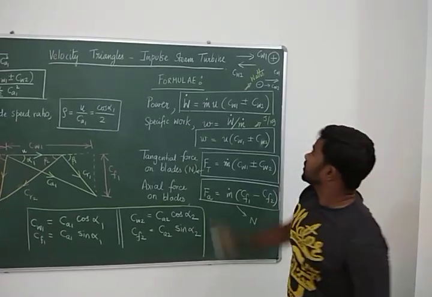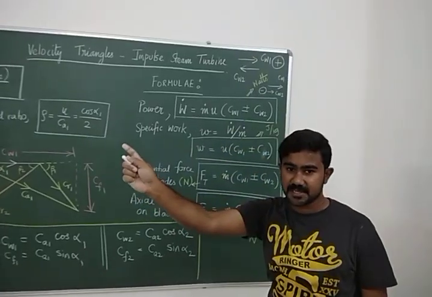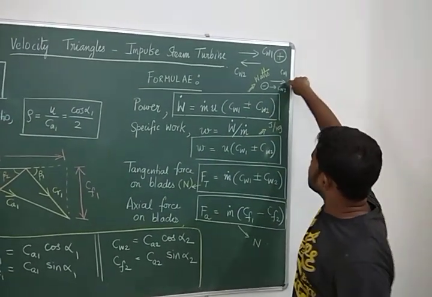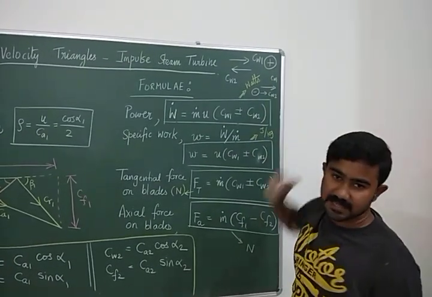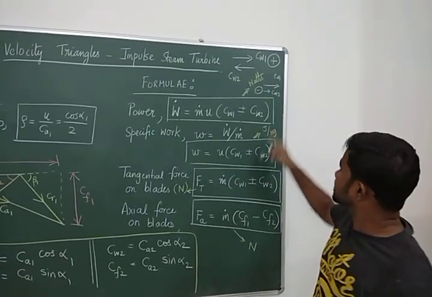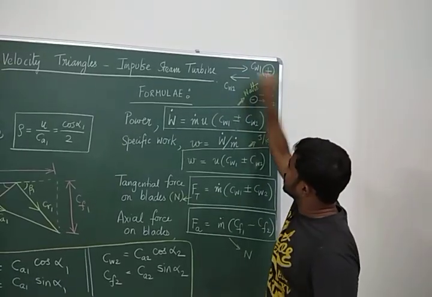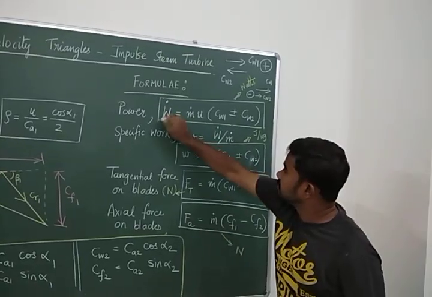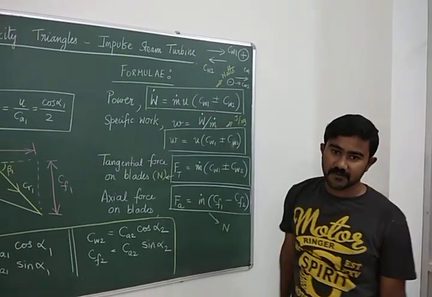Are you clear? So if the whirl component of velocity changes direction, this is in one direction, this is the opposite direction, then you have to use a plus sign. If in the velocity triangle you are given that CW1 and CW2 are in the same direction, then you use a negative sign. In all the formulas, wherever CW comes, there is a plus or minus. Usually you get the plus case in a simple impulse turbine. When they are in opposite direction, you use plus. When they are in the same direction, you use a minus. So W dot equal to M dot U (CW1 plus CW2). This will be the formula for power.